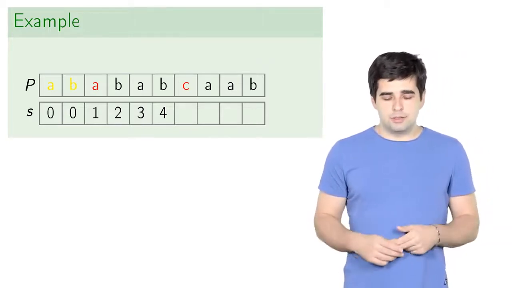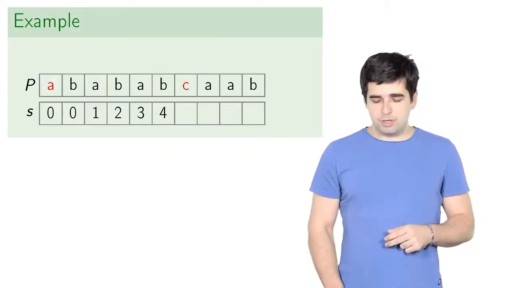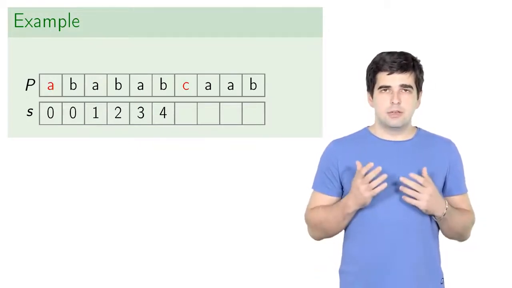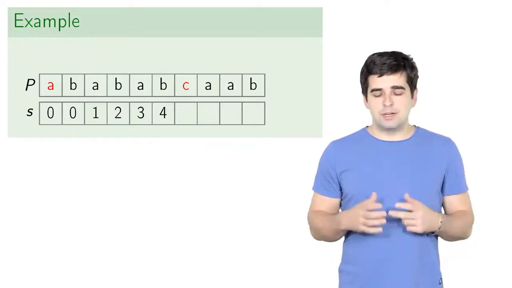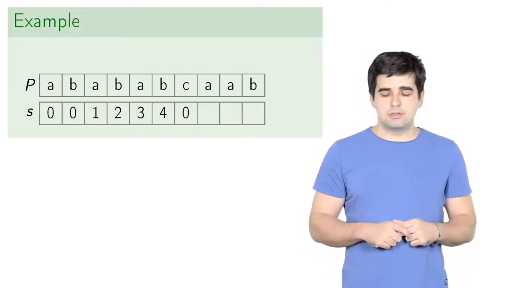So we need to take the longest border of our current border, and that has length 0, so that will be the empty string. And so now we need to compare our current character with the first character of the pattern, which is A, and they're again different, so we write down that our prefix function is 0.